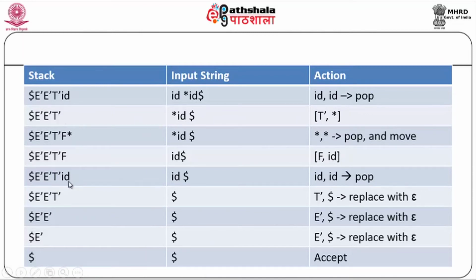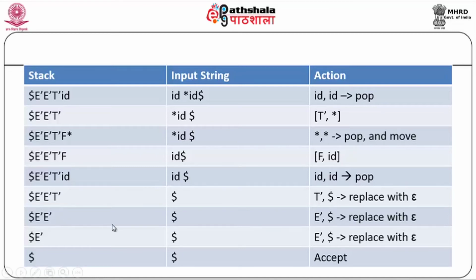So, at this particular point F comma ID, same thing happens here. ID comma ID, I basically do a pop here, and then T dash comma dollar. T dash comma dollar is replacing T dash with epsilon, right. So, again I am replacing with epsilon, which means epsilon is a string of length 0, therefore I simply have to pop T dash and push epsilon. Pushing epsilon means the stack content does not change.